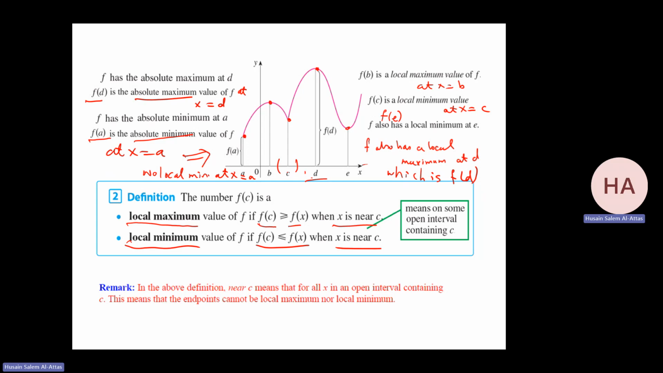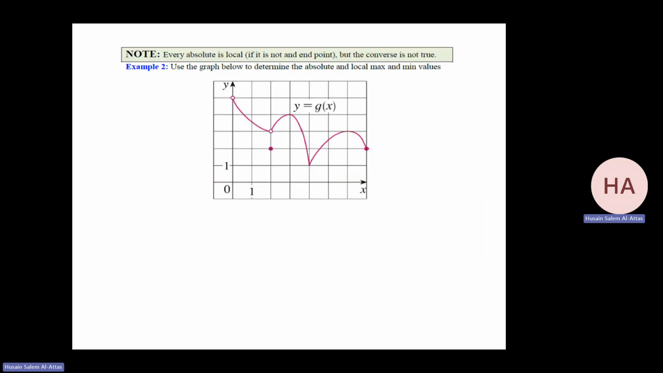In general, near C means that for all x in the open interval containing C. That means the endpoint cannot be local maximum nor local minimum. Let me check this graph.